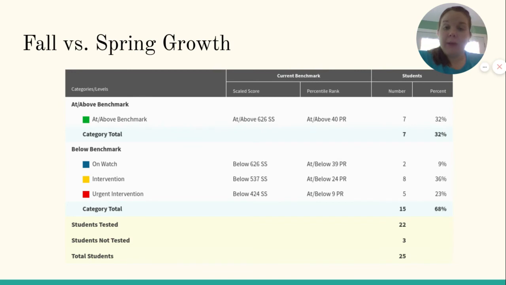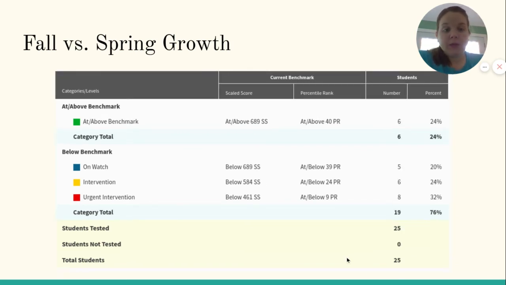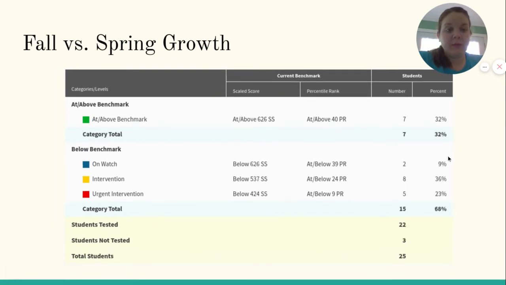So how does it compare to our data in the spring? This is our data in the spring, the test that was given in April. We have 24% at or above benchmark. If you go back really quickly to the previous one, we have 1 student that has fallen into another category instead of at or above benchmark.